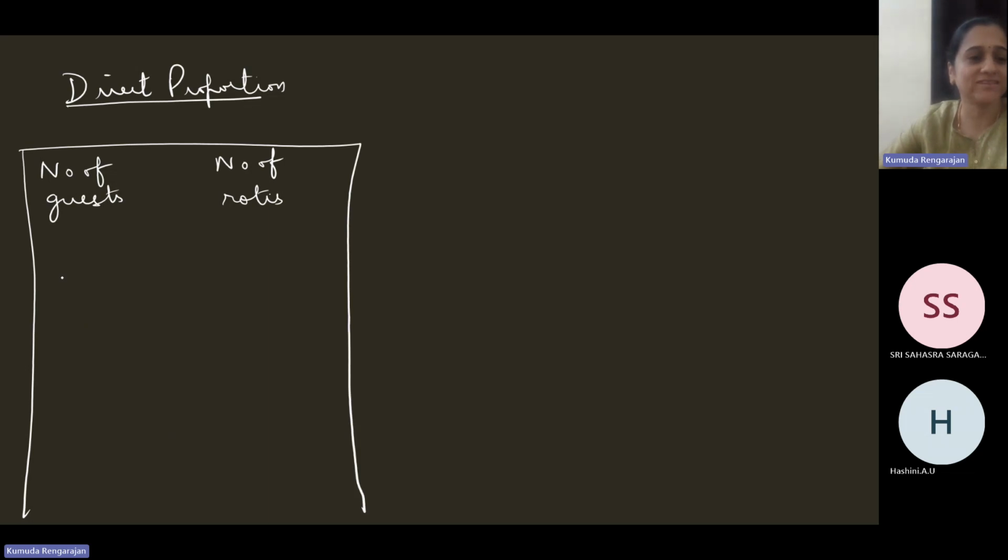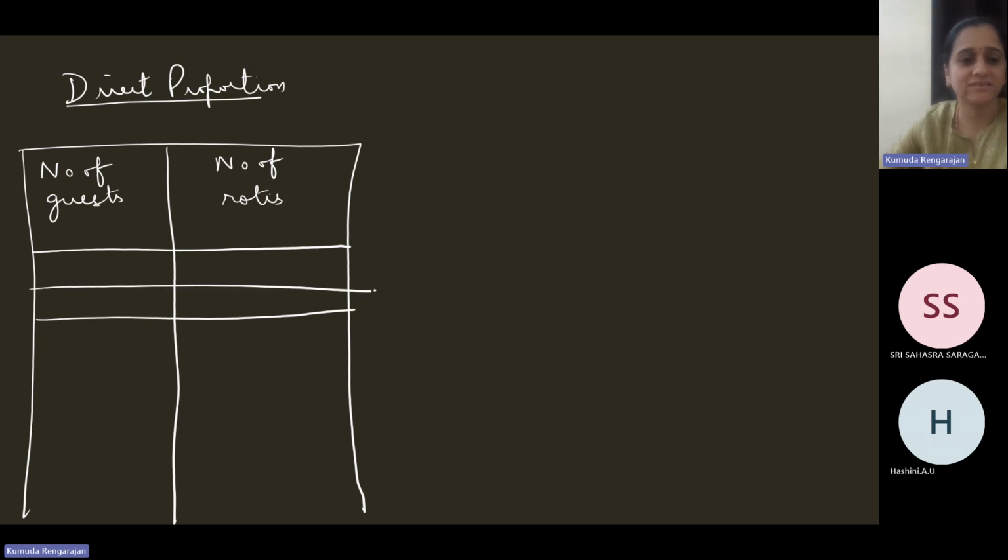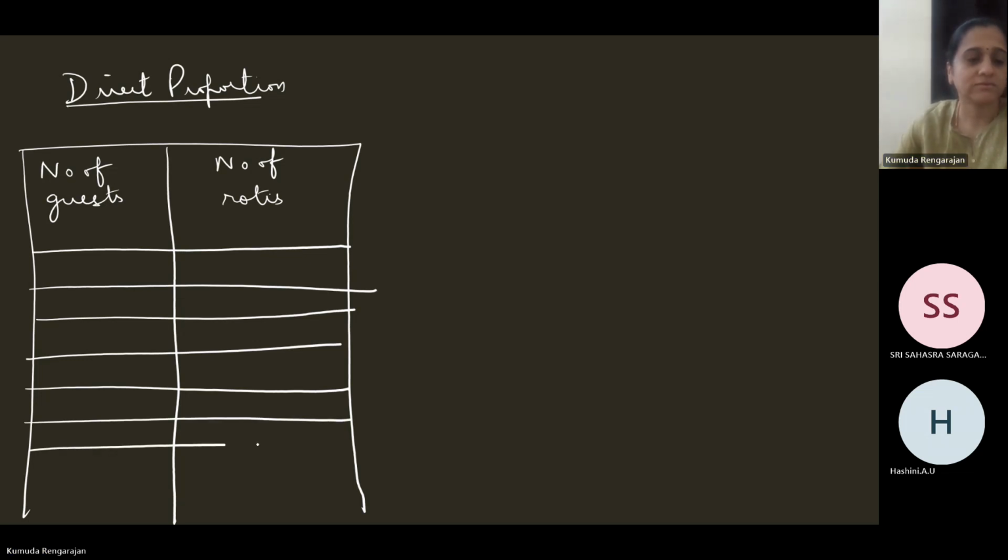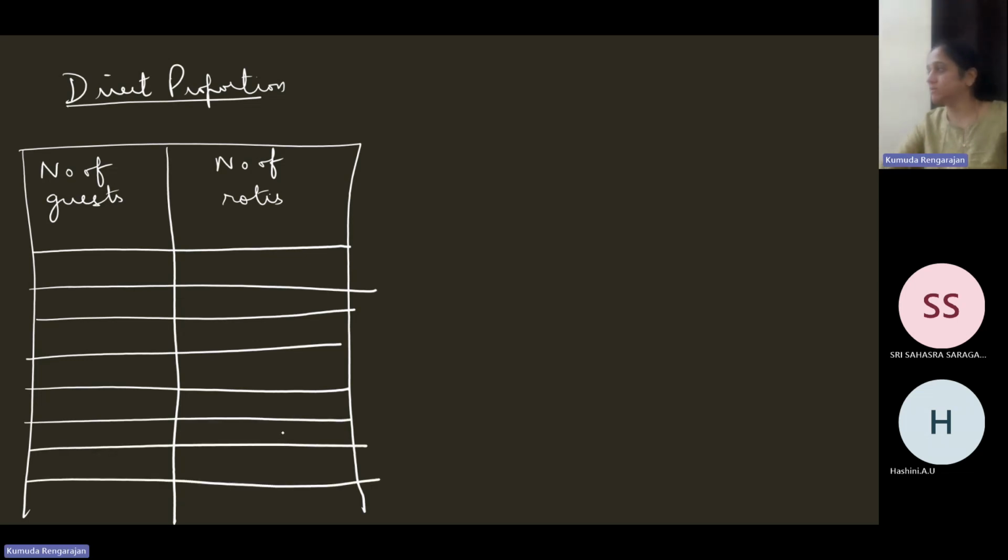Say for your guests, you want to serve 2 rotis per guest. There are many other things in your menu, and one of them is rotis. So if you want to have 50 guests, and each guest you want to give at least 2 rotis, then 50 means you should order or prepare 100 rotis. If you're calling 500 guests, then you must prepare 1000 rotis. 10 guests, 20. 30 guests, 60.